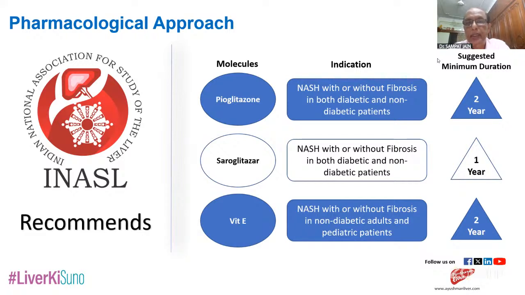The second molecule is saroglitazar. It is an Indian molecule. It is used for NASH with or without fibrosis in both diabetic and non-diabetic patients. It can also be used for 1 year. You can get a definite reduction in the liver fibrosis or liver stiffness measure, LSM score, with the use of saroglitazar. And finally, vitamin E, which should be used only in non-diabetic patients and pediatric patients, NASH with or without fibrosis. The minimum duration is 2 years.